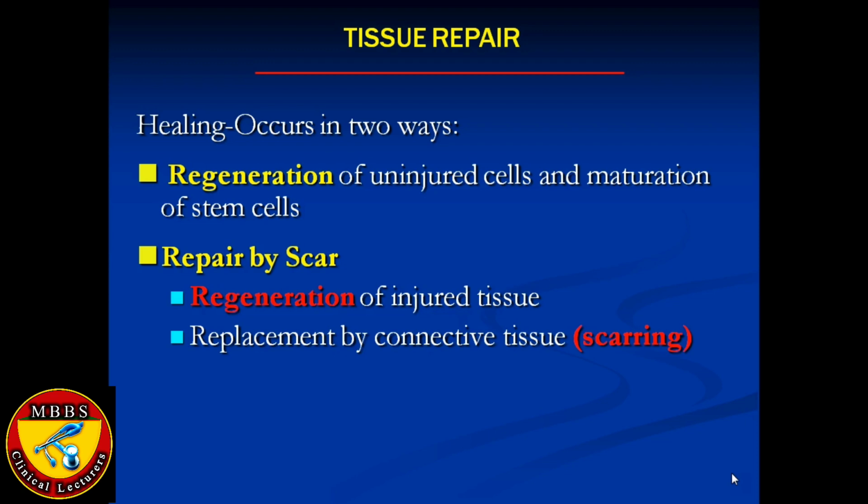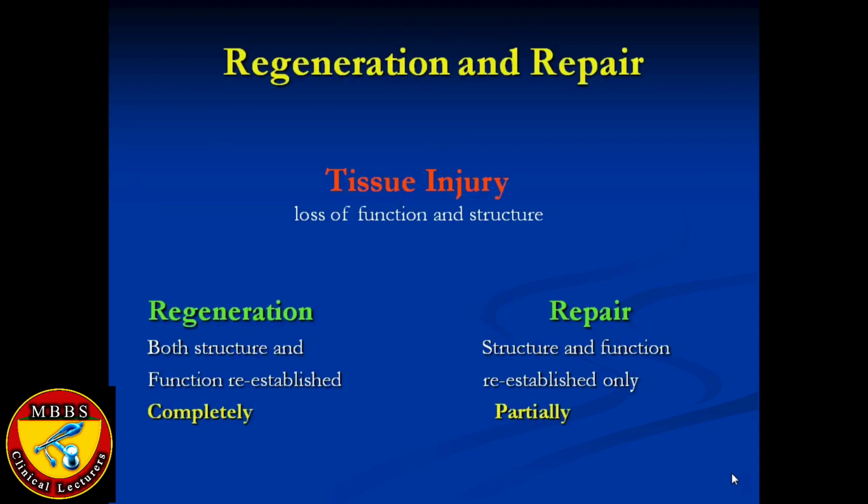The process of repair by scar tissue involves regeneration as well as replacement by the connective tissue, that is scar formation, and both these processes have varying contributions to this repair tissue. So, to recapitulate, whenever there is tissue injury, there is loss of function and architecture. This tissue injury may be healed either by the process of regeneration or by repair with connective tissue. In cases of regeneration, the structure and the function are almost completely reestablished, whereas in the process of repair, the structure and the function are only partially re-established.